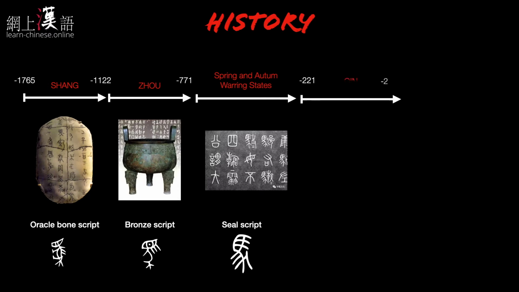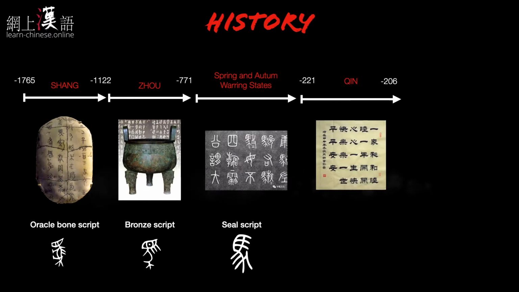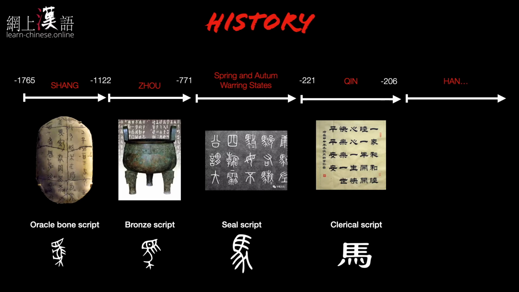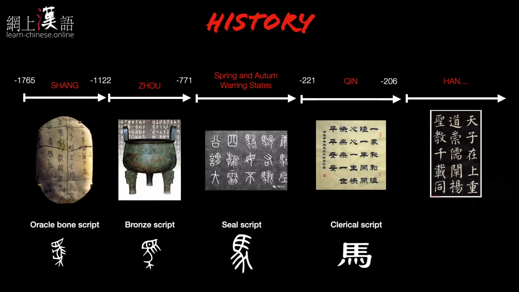During the Qin dynasty, the writing surface changed to paper and the characters were written with brush and ink. The first emperor unified the writing system and made it official. We call it the clerical script. The art of calligraphy slightly changed after the Qin dynasty to create the characters used until now. We call it the regular script.